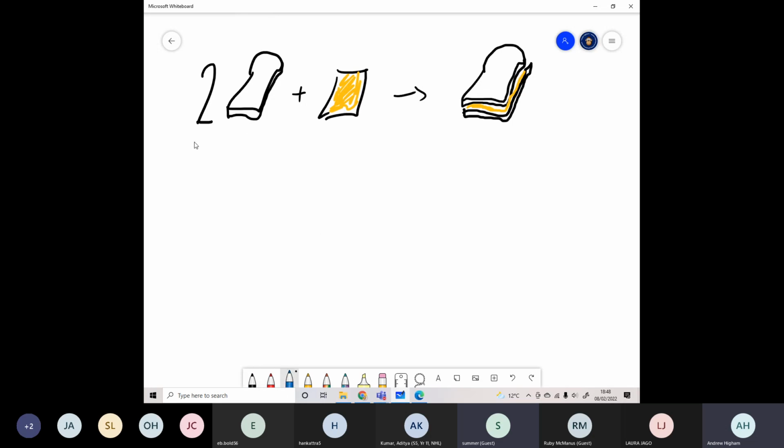So the molar ratios, or the ratios here, would be 2 to 1 to 1. So I would need 2 pieces of bread for 1 piece of cheese, and then I could make 1 sandwich. So that's 2 to 1 to 1. And this is the basis of a lot of the maths that you're going to see in chemistry. It's this really simple concept.